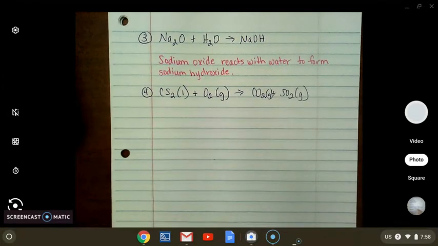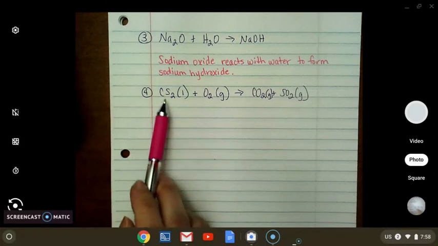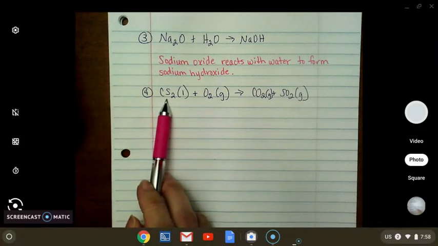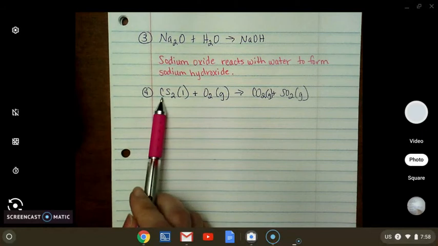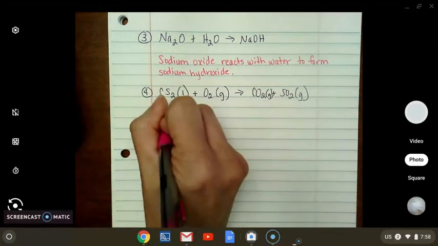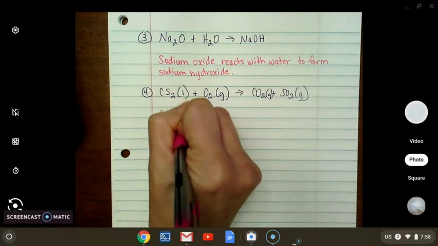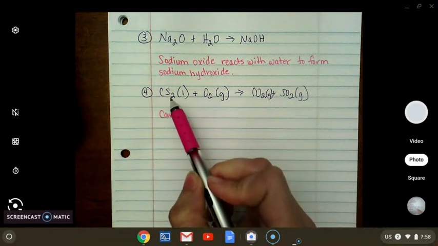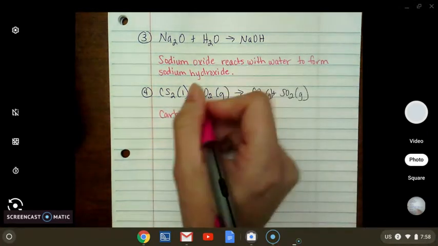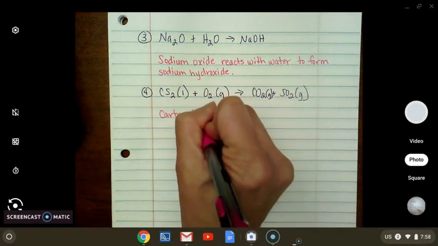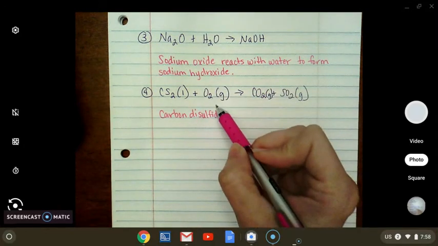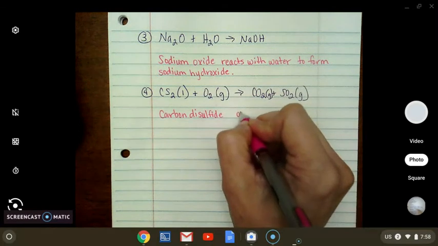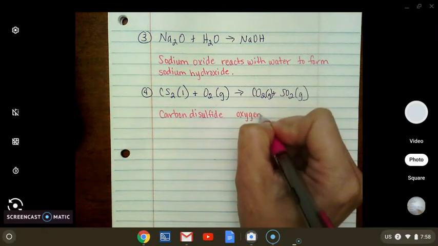All right, and then the last example, if you'll notice, these two are nonmetals. So this is your covalent bonding, which means you use your prefixes. So C is carbon. There's nothing behind it, so it's just carbon. S2 is disulfide. I'm just writing out what each one is right this minute. O2, remember, is diatomic, is oxygen. Don't put oxide.